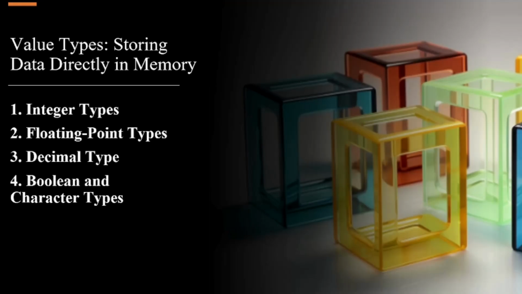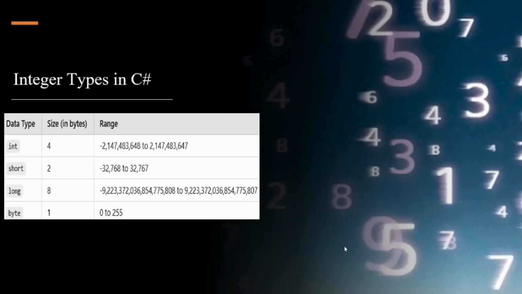Because of this, value types are fast to access and handle straightforward data. They're commonly used for numbers, characters, and booleans, the basic building blocks. Let's start with the integer types. These are the data types you use when you're working with whole numbers like counting items, tracking IDs, or managing any quantity that does not need decimals.